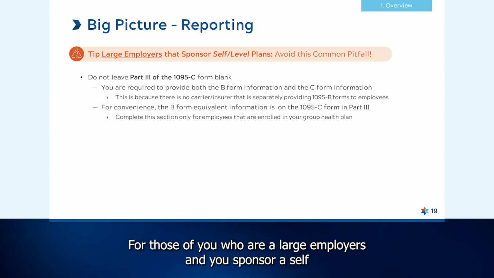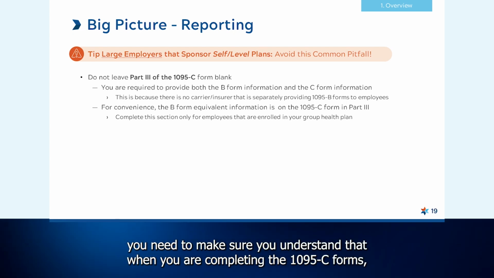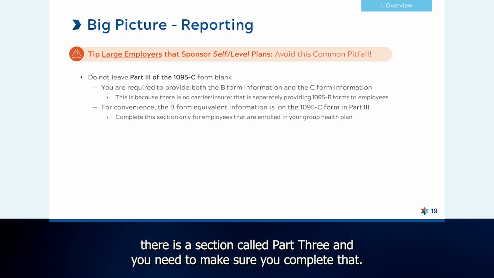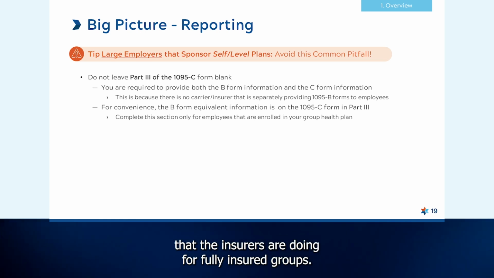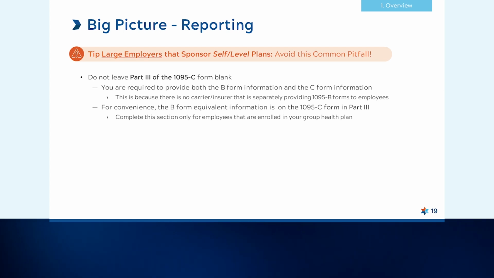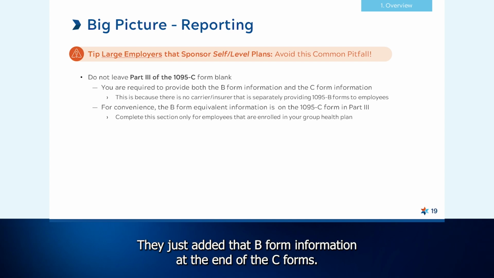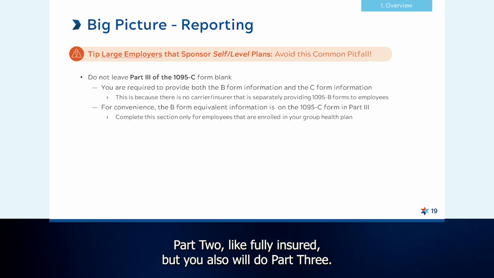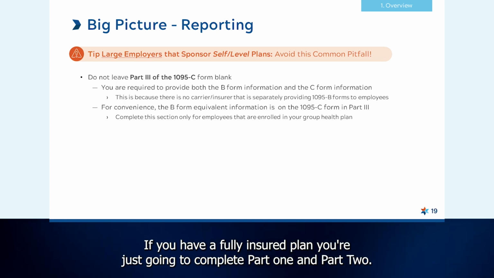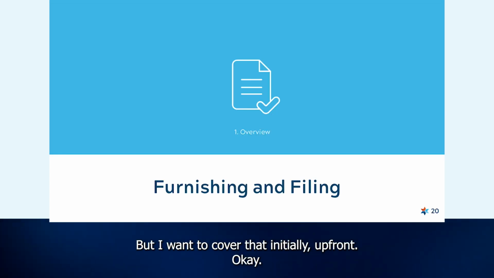For those of you who are large employers and you sponsor a self or level funded plan, you need to make sure you understand that when you are completing the 1095C forms, there is a section called Part 3, and you need to make sure you complete that. That Part 3 section is the equivalent of the B forms that the insurers are doing for fully insured groups. So the regulators made it convenient for you so you didn't have to do 2 separate forms. They just added that B form information at the end of the C forms. So you'll do Part 1, Part 2, like fully insured, but you also will do Part 3. If you have a fully insured plan, you're just going to complete Part 1 and Part 2. And we'll talk about that when we get into details, but I want to cover that initially up front.